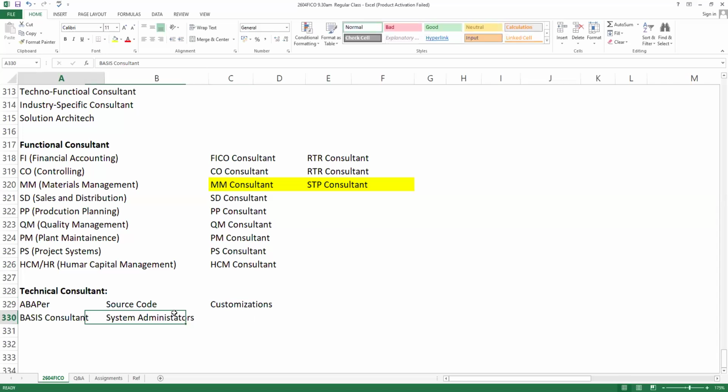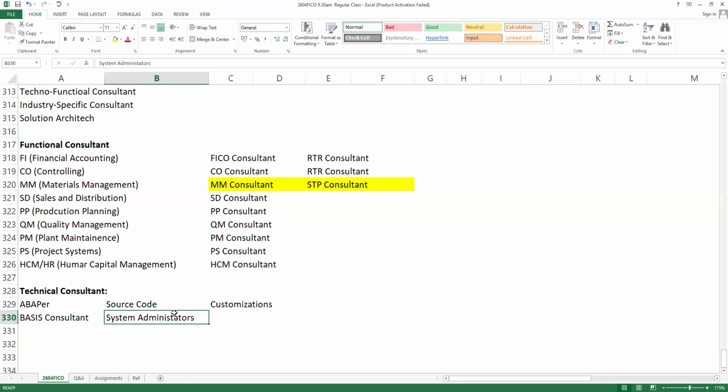Very few people will be there in a project. Technical consultants will not have any module restrictions. For example, in a project we are having 2 FICO consultants, 2 SD consultants. You may have only one ABAP consultant and one basis consultant. They are enough to tackle everything. They don't have any module level restrictions. They work for the entire project, but as functional consultants we will have the restrictions.